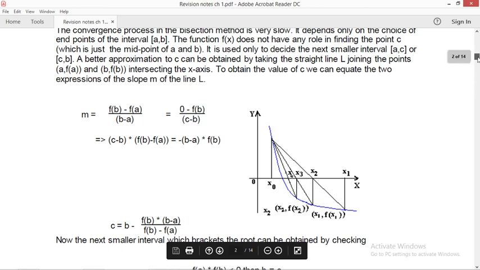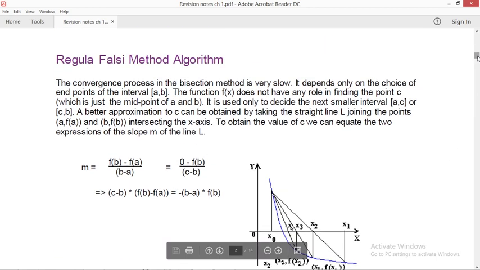Let's have a look at the theory. The convergence process in the bisection method is very slow. It depends only on the choice of the endpoints of the interval a and b. The function f(x) does not have any role in finding the point c. It is used only to decide the next smaller interval, a, c or c, b.